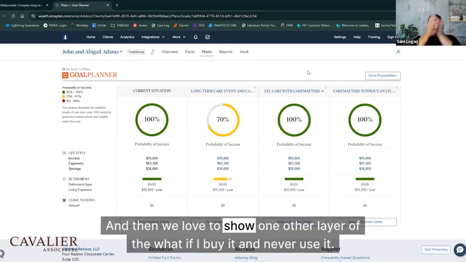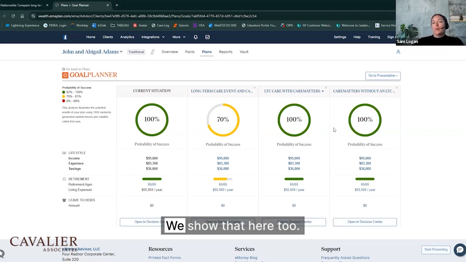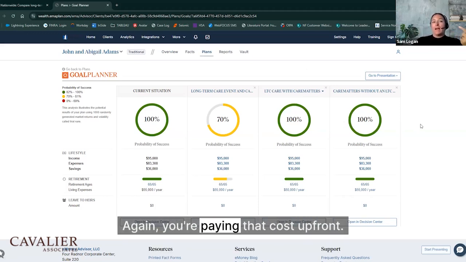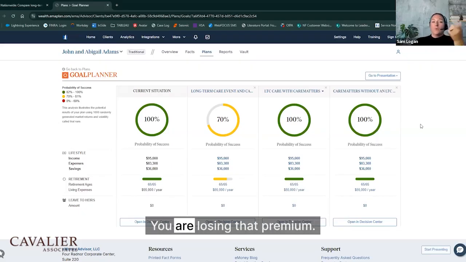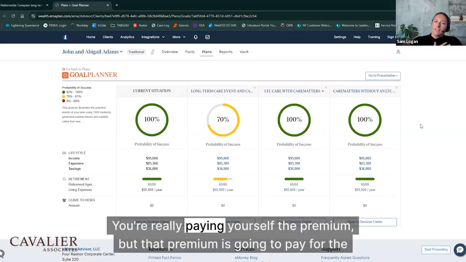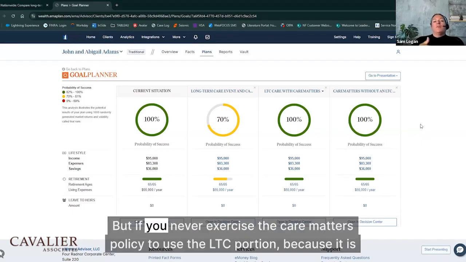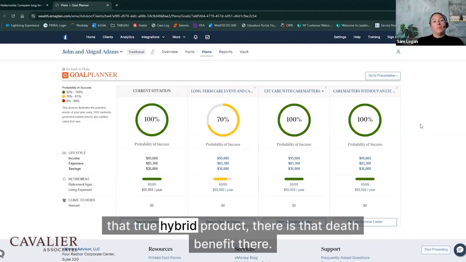And then we love to show one other layer of the "what if I buy it and never use it" scenario. We show that here too. Again, you're paying that cost up front. You are losing that premium. You're really paying yourself the premium, but that premium is going to pay for the policy. But if you never exercise the Care Matters policy to use the LTC portion, because it is that true hybrid product, there is that death benefit there.